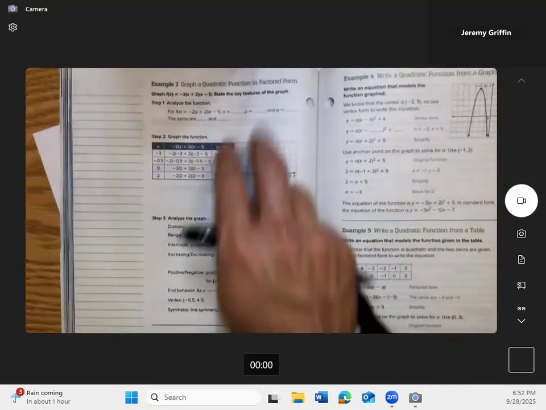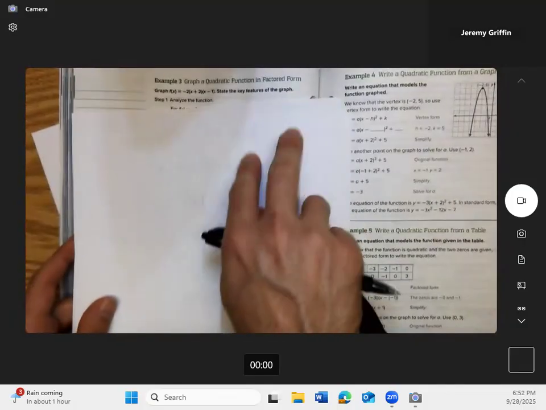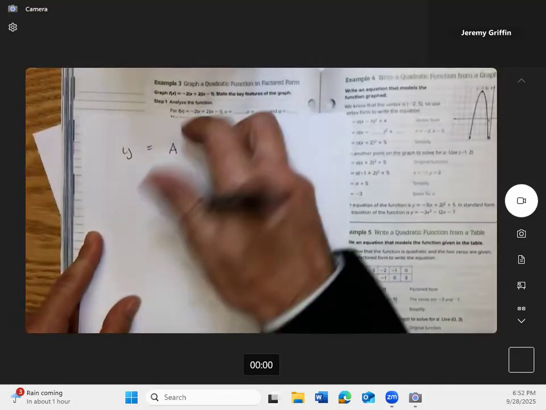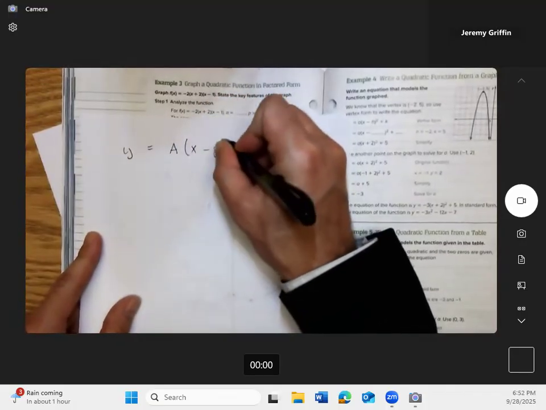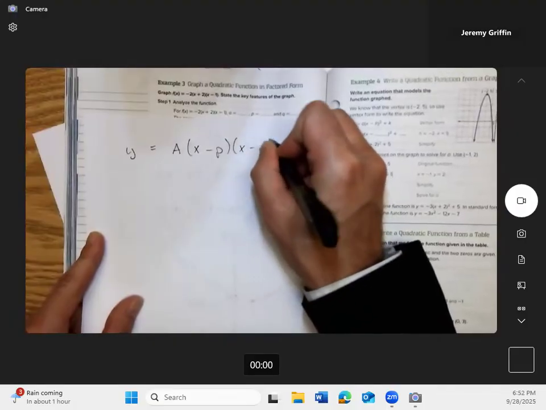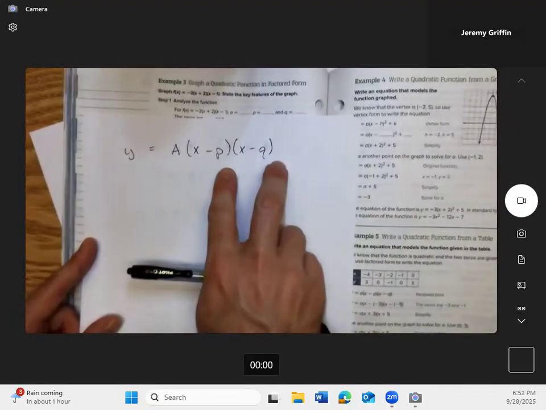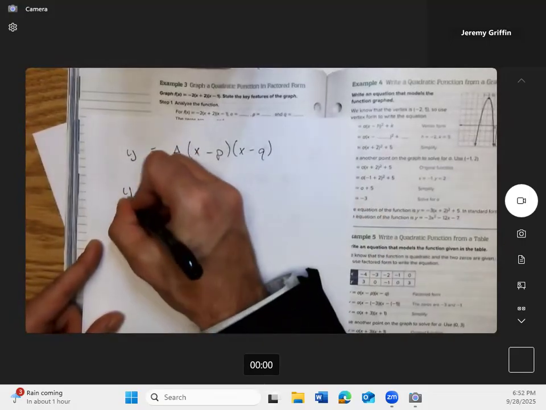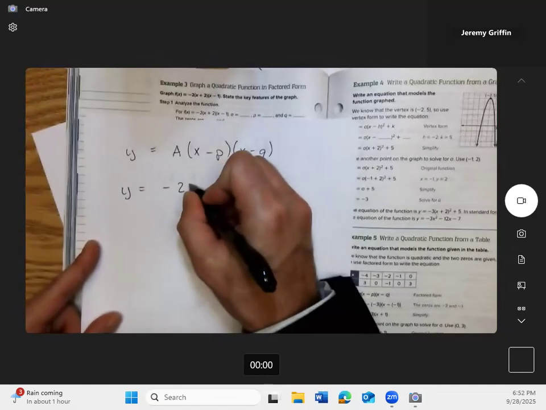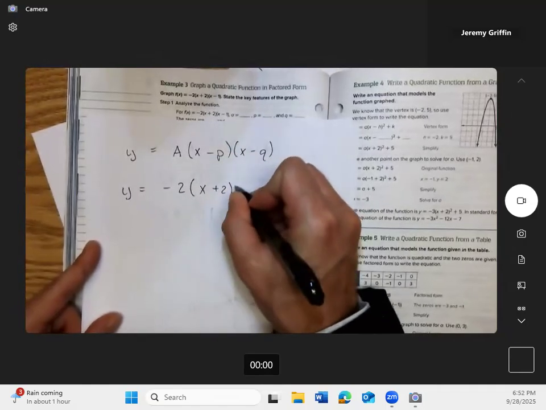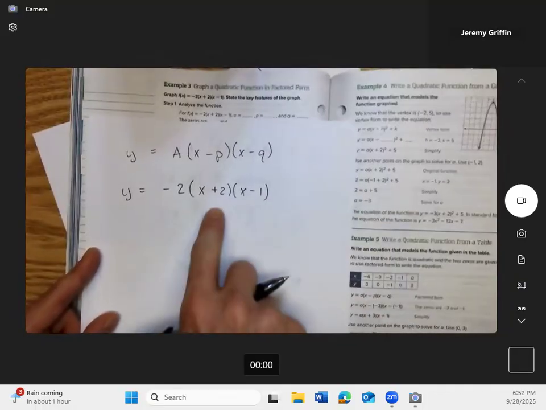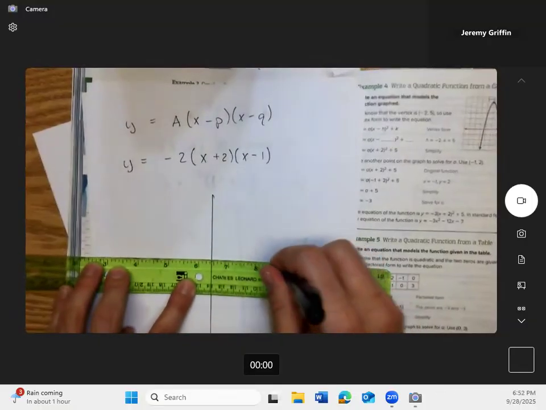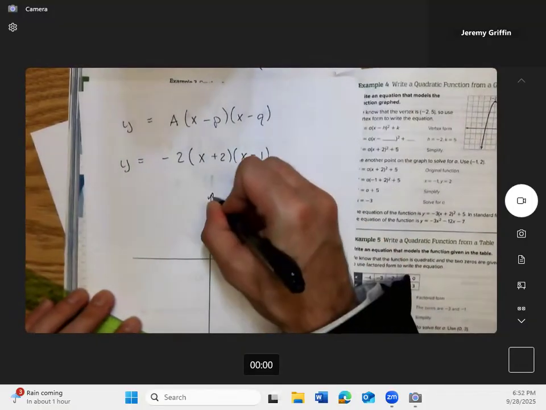Here's factored form. It's factored form right here, which I was showing you earlier. y equals, maybe you might have some vertical stretch factor, times (x minus p)(x minus q), where p and q represent the zeros. So you can immediately get the zeros for the x-intercepts. The example they gave us is -2 times (x plus 2) times (x minus 1). Well, here, let's get a set of axes going right here. x-axis, y-axis.